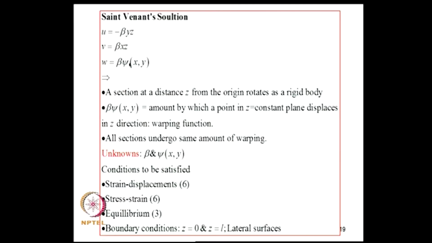Now, according to this postulated displacement field, all sections undergo the same amount of warping. What are the unknowns in this assumed displacement field? Beta and psi x y. Now, how do we determine the conditions to be satisfied? As before, we have strain displacement relations, 6 of them, stress strain relations, 6 of them, equilibrium, 3 of them, and boundary conditions on z equal to 0 and z equal to L and on the lateral surfaces. So, we have to run through these calculations and we should be able to establish, for this solution to be valid, what conditions beta and psi must satisfy.